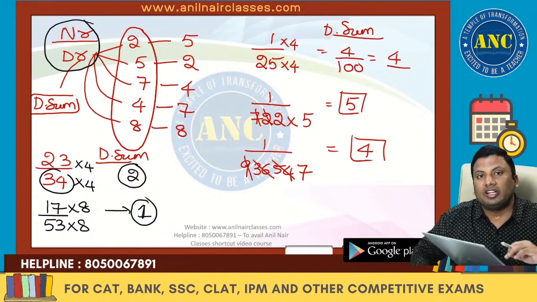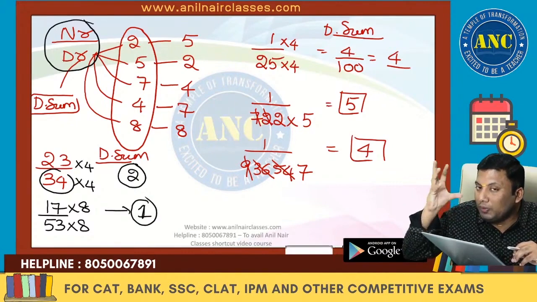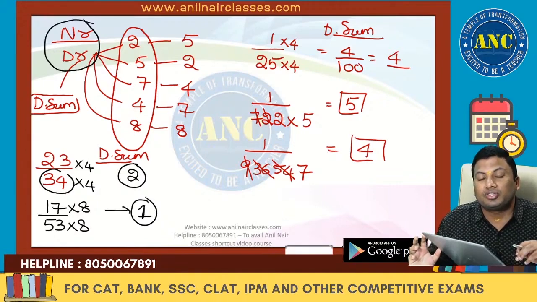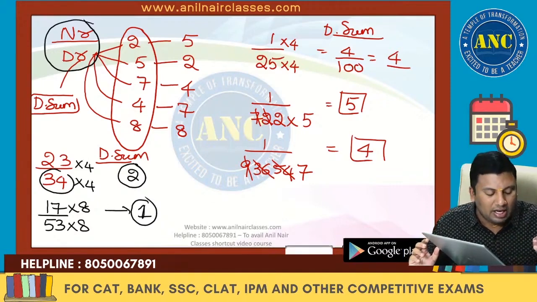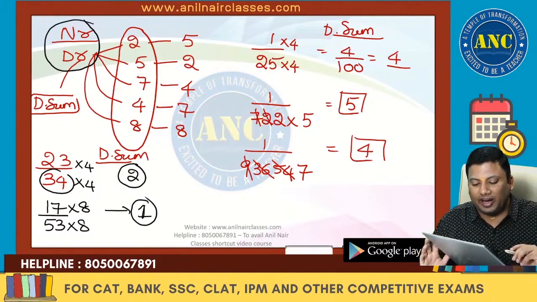Why are we using this? Because in compound interest problems, I am getting numerator by denominator. So a student might get a doubt: Sir, when to use a digital sum? Can the digital sum be used in fractions? It can be used in fractions.